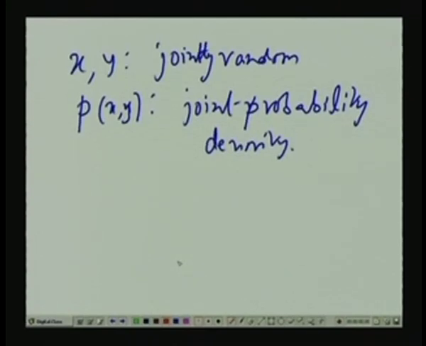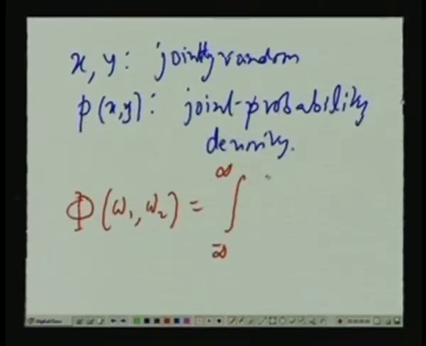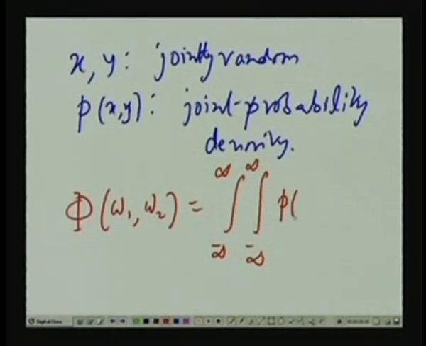We have already seen what is a characteristic function in the case of a single random variable. So here we will be simply extending that to the case of two variables. The characteristic function earlier was a function of only one frequency omega. Now since there are two random variables x and y involved, there will be two frequency variables omega 1 and omega 2, and it will be defined like this: the integral of p(x, y) e to the power j (omega 1 x plus omega 2 y) dx dy.